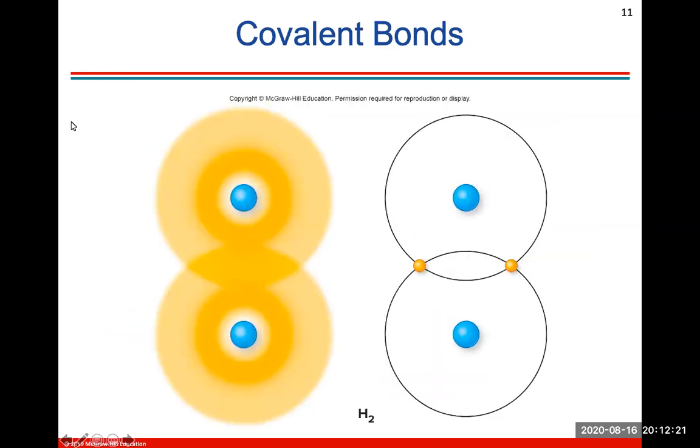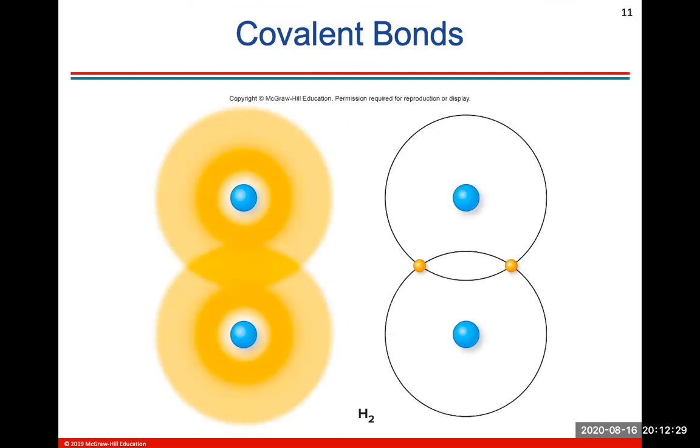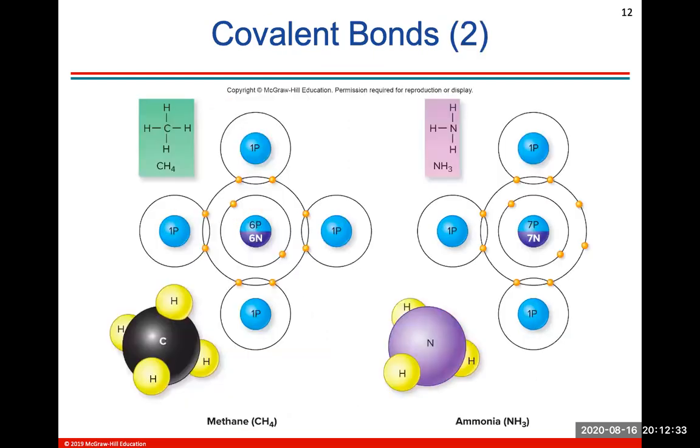So this is just a look at covalent bonds. Valence electrons are shared because energy levels overlap. This is what covalent bonds will look like with their electrons overlapping. More examples of covalent bonds between atoms overlapping with their electrons.